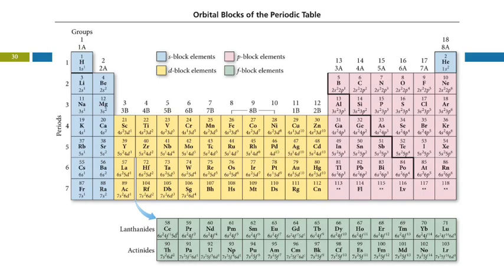D block. How many electrons can fit in the D subshell? 10. How many columns are there in the yellow? 10. How about green down here? 14. What? Isn't that trippy? It is and it isn't.